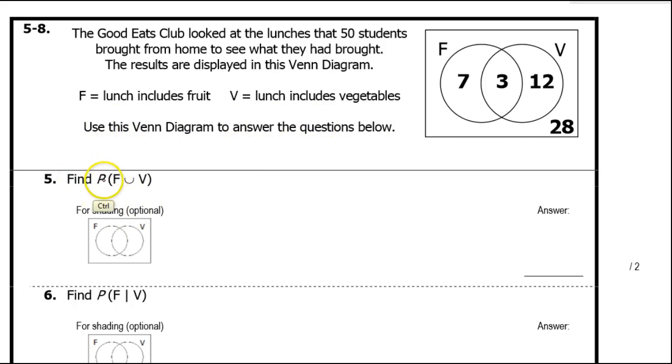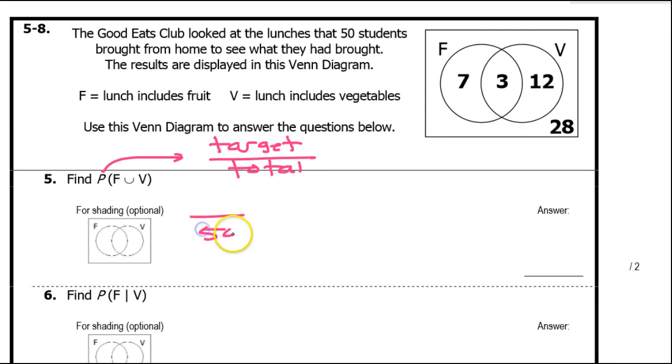Find the probability, all right, P stands for probability. So as soon as I see probability, I'm thinking, oh, okay, target over total, because that's what probability means. So what's the total? The total is going to be 50, because it's 50 students. These 4 numbers all add up to 50. So I know I'm going to be doing 50 right here.